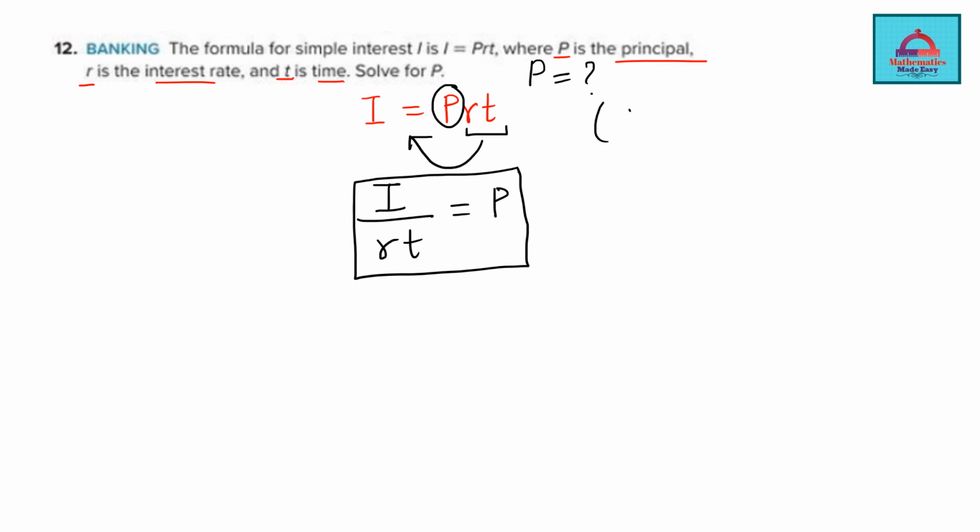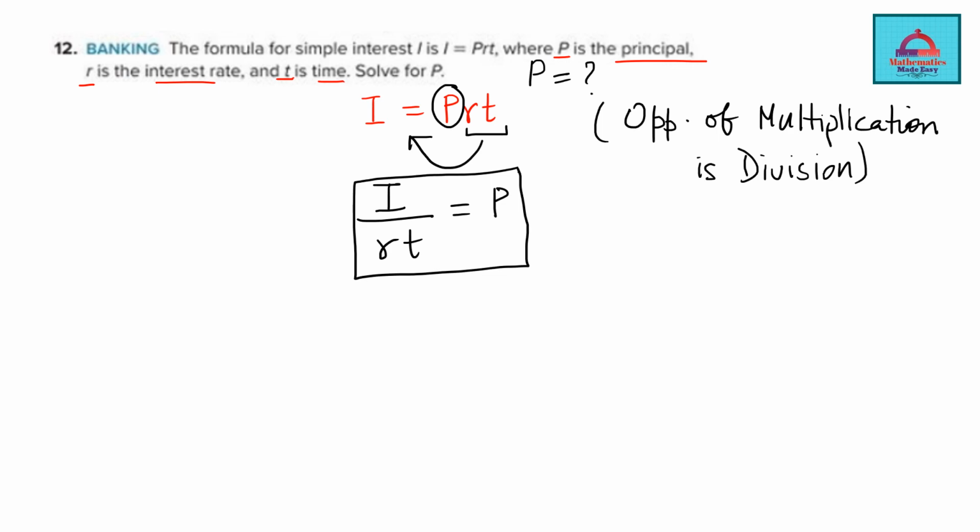Remember, the opposite of multiplication is division, and that is why R and T, which were multiplied with P on the right side, when they went to the left, became divided. So this is your answer, the value of P.